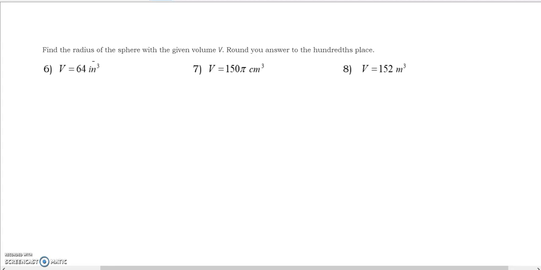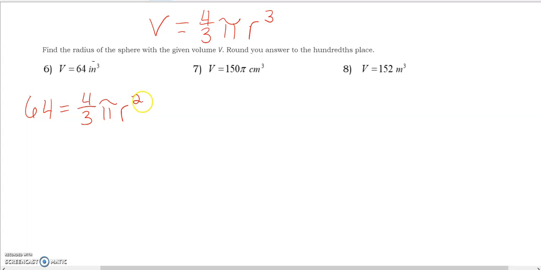Find the radius of the sphere with the given volume V. Round your answer to the 100th place. So first we need our formula for a volume of a sphere. Volume is found by taking 4/3 pi r cubed. We already know our volume is 64, so we're going to plug that in. And we're looking for our radius.